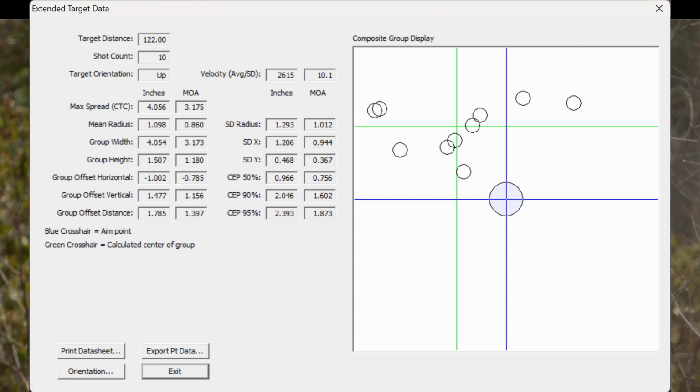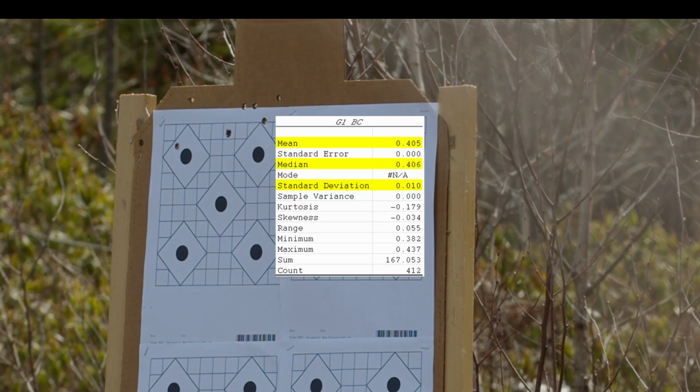This is the composite of the two groups, with a 3.175 MOA max spread, with the interesting numbers being the group width having a max of just over 4 inches, but the group height was 1.5 inches. So I'd like to chalk that up to the varying wind, but that's a big spread given the wind that we had. It's probably more the idiot behind the gun, but more testing will definitely be required.